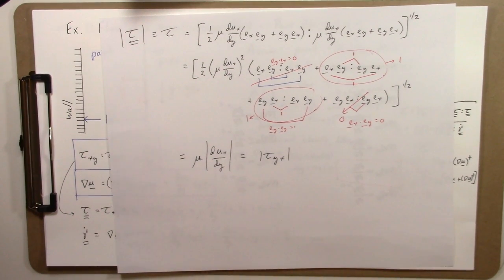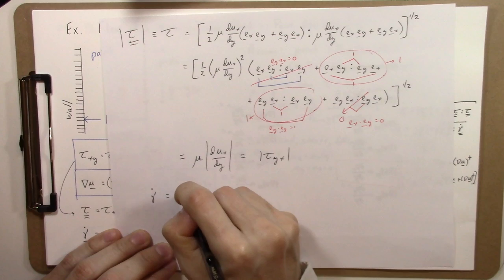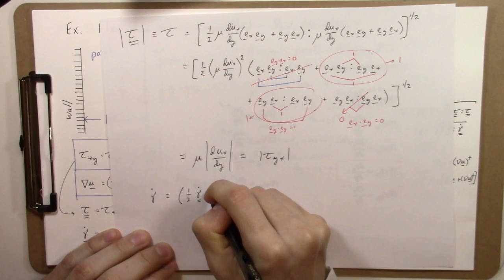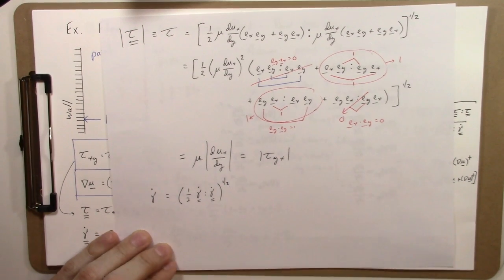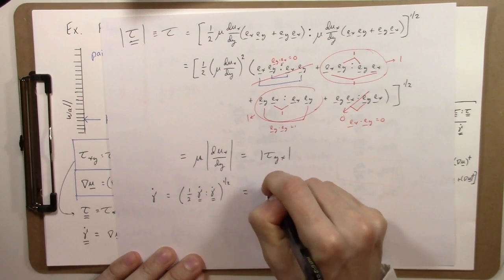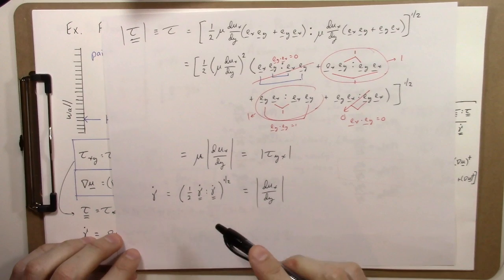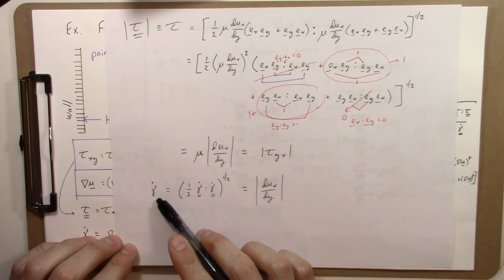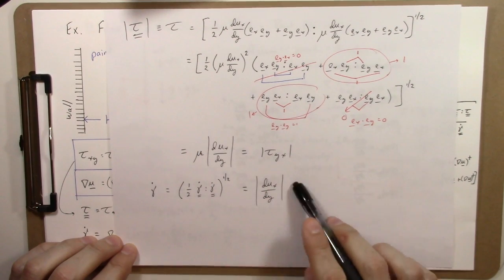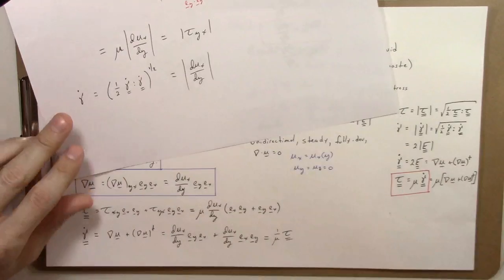And then similarly, we can proceed to find the magnitude of gamma dot, which is 1/2 gamma dot tensor double dot gamma dot tensor to the 1/2 power. And just as we did for tau, we will find that this is equal to the magnitude of dux dy. Now clearly tau is mu times gamma dot, and so if tau gives us mu dux dy, gamma dot just gives us the dux dy part. So those are both crucial bits of information, so we can summarize them here on our first sheet.